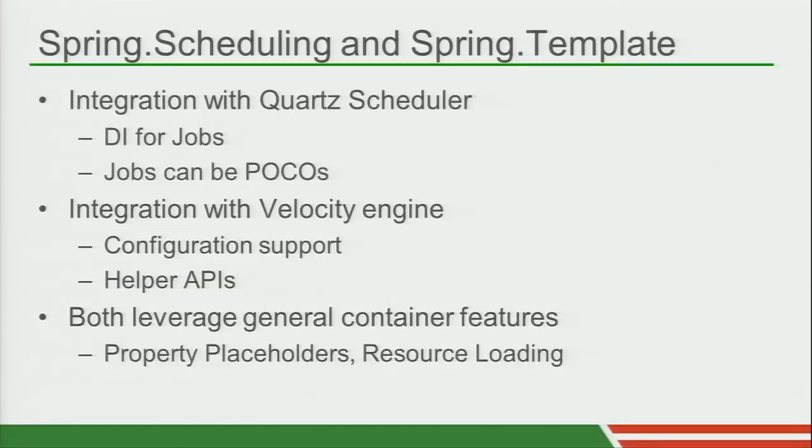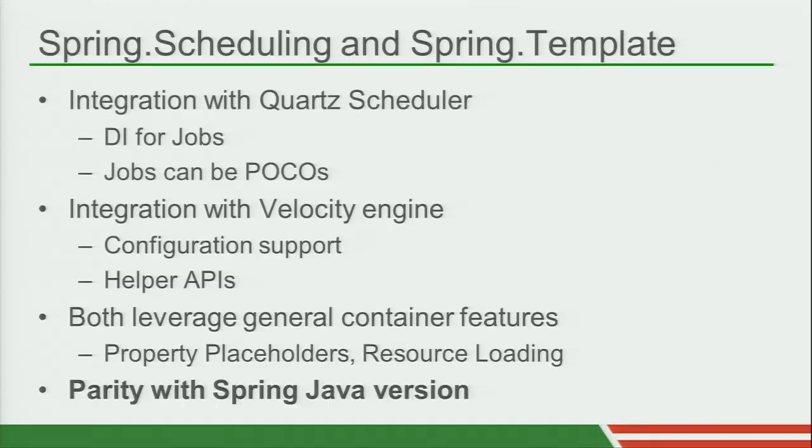Things like property placeholders and resource loading are available because it's the container's job to heft this thing up as a scheduled object or as a templated object. And once the container's involved in that object lifecycle, it's possible for all of the rest of the infrastructure to come into play and benefit us. We can think of this as being comparable and providing parity with what you know in the Spring Java framework.